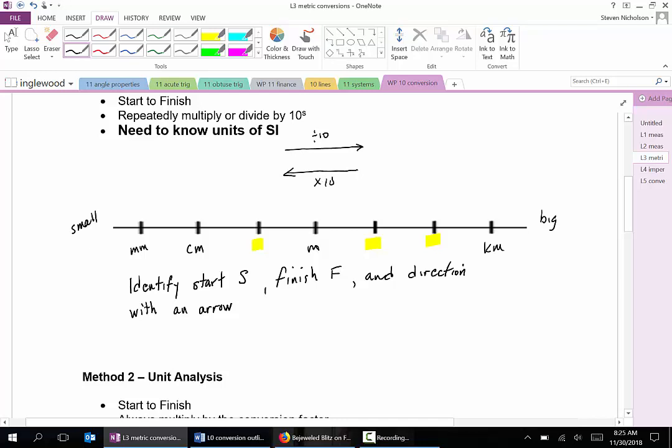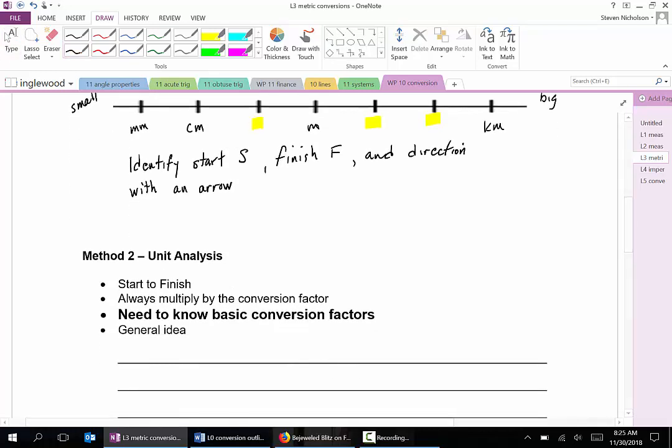So here's the methodology of bouncing along a number line. It's really nice, it's really easy, it's visual, it's good. And then we're going to finish off with the calculator.